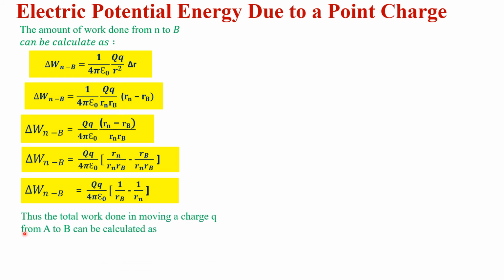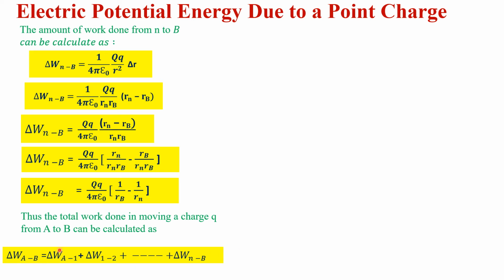Hence, the total work done in moving a charge Q from point A to point B can be calculated as. Now we can sum up all the work done from point A to point B. As we have already calculated the work done from point A to point 1 and work done for bringing a charge from point 1 to point 2 and then from point 2 to point 3 and then from point N to point B.